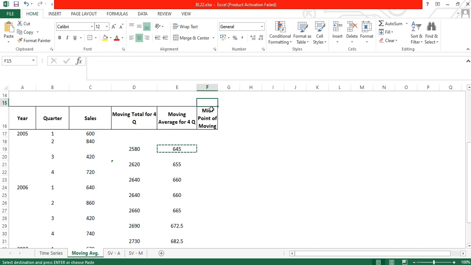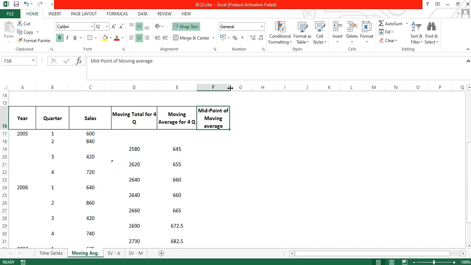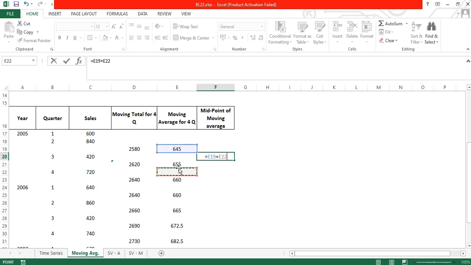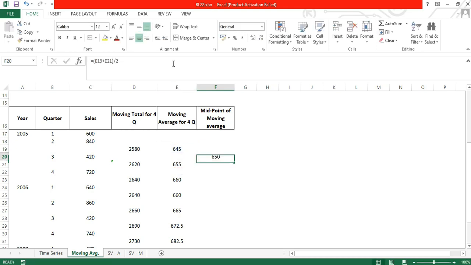Now comes the new part, which is finding the midpoint of our moving average. So now we have to select two averages and find the midpoint of it. So what we have to do is add 645 with 655, and the entire thing you have to divide by 2 to find its middle value, which is 650, and write it next to the middle value of both.